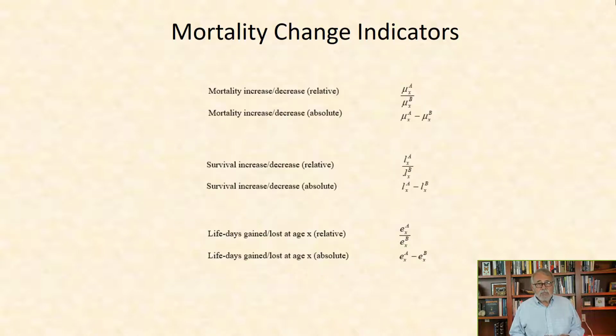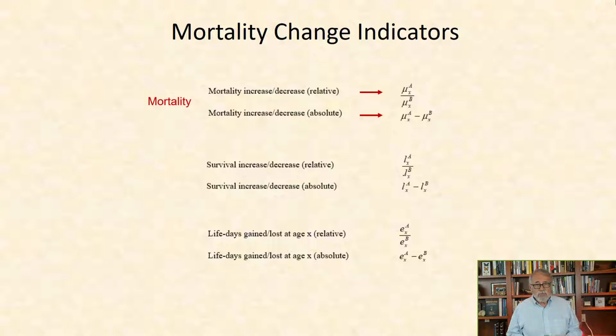The next metrics include 3 sets of mortality change indicators. In this case, the subscripts A and B refer to the different parameters at age X, denoting the 2 cohorts A and B. The first set of mortality change indicators include relative increase or decrease, which is the ratio of mortality at age X for cohorts A versus B, and absolute increase or decrease in mortality at age X, which is the difference.